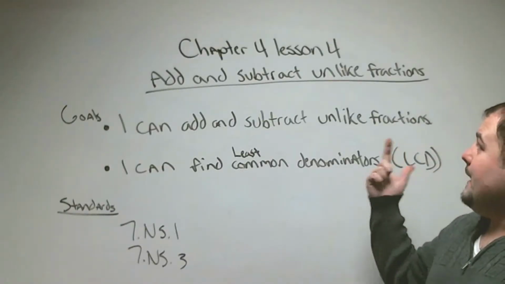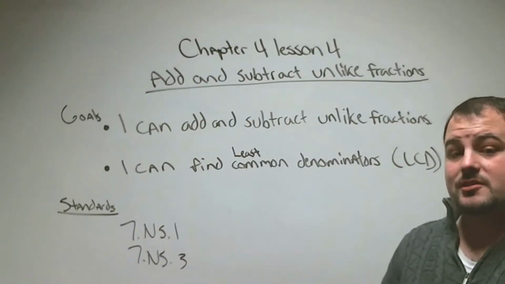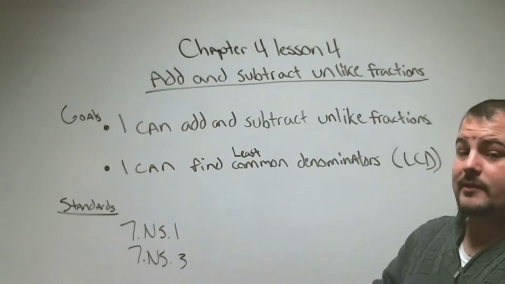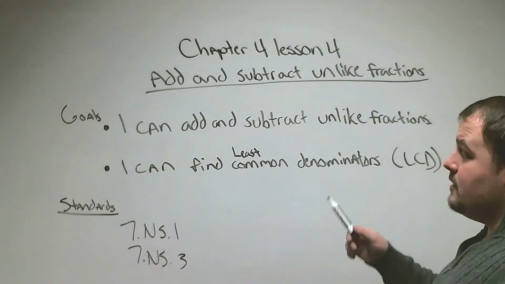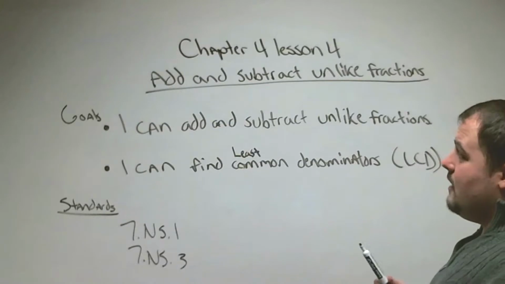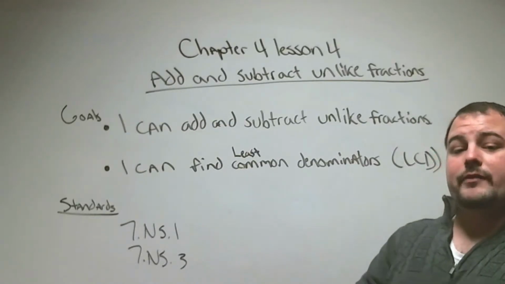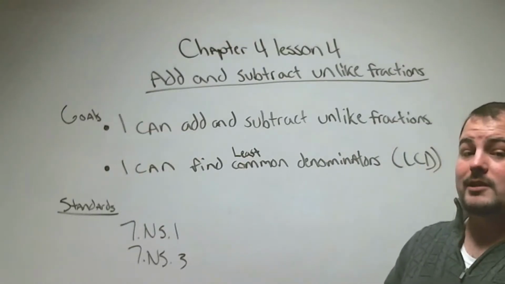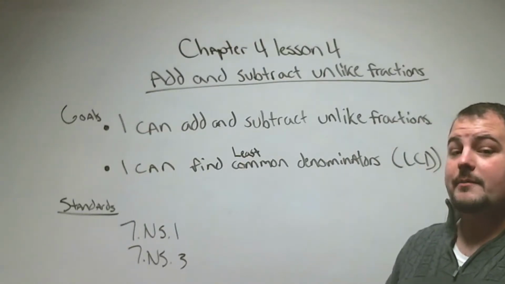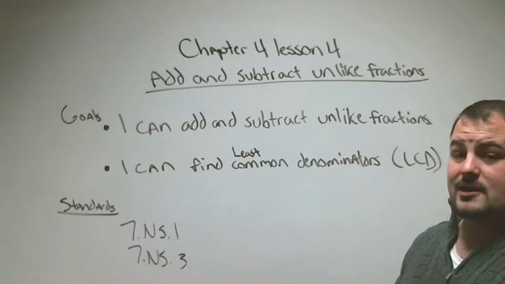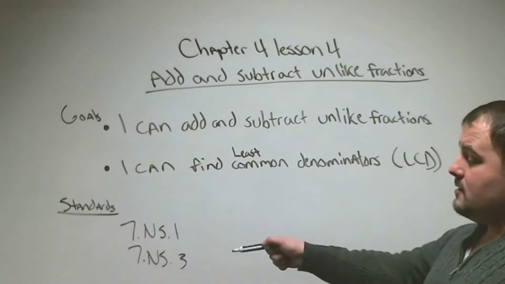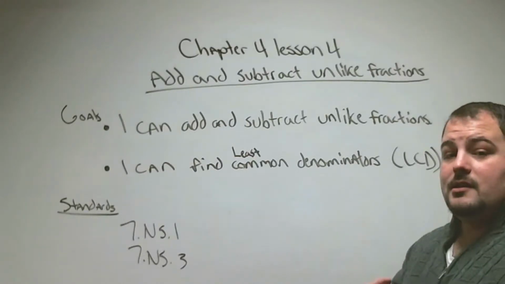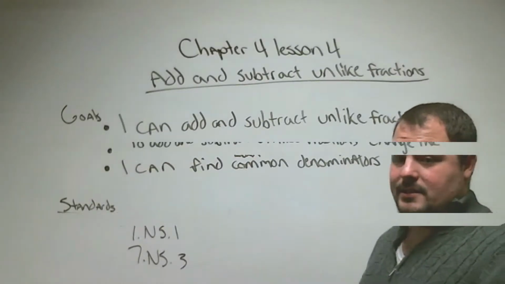In this lesson, we're going to be adding and subtracting unlike fractions. This will look fairly familiar to the previous lesson. The only thing that's different is we don't have common denominators. Our goals: I can add and subtract unlike fractions, and I can find least common denominator. We really want to find least common denominator. It's okay to find common denominators, but it's better to find the least common denominator. Standards: 7th grade, number systems, standard number 3. Let's go ahead and begin this lesson.